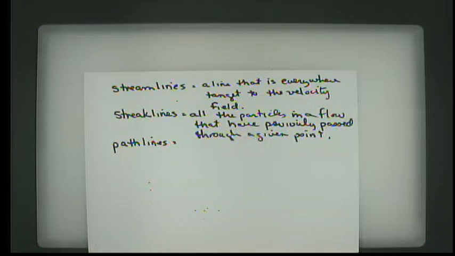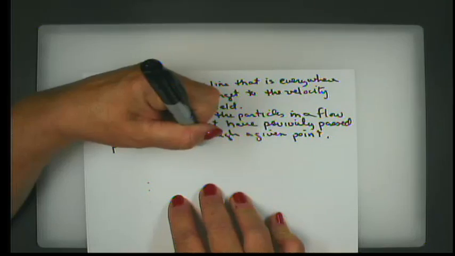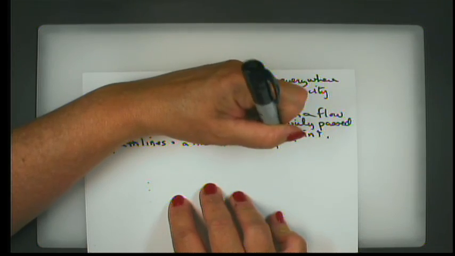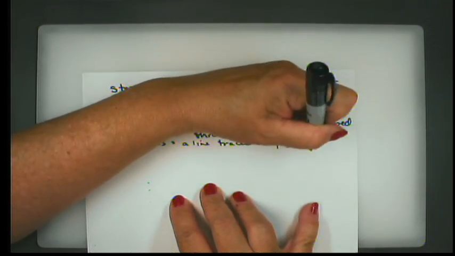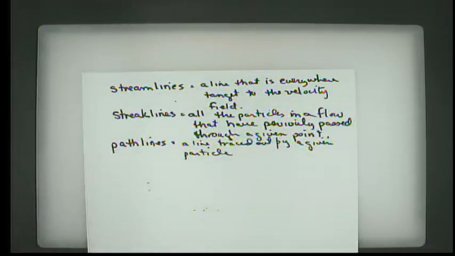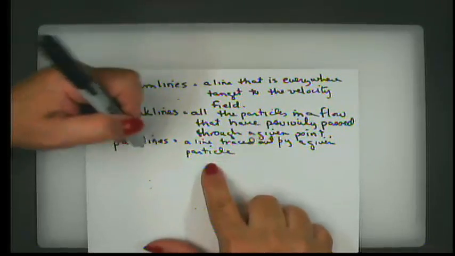So the last one, before I relate how these relate and how they don't relate to each other, is a path line. And a path line is the line traced out by a given particle. So basically, if we have a line traced out by a given particle as it flows from one point to another, we've basically tagged a particle here.